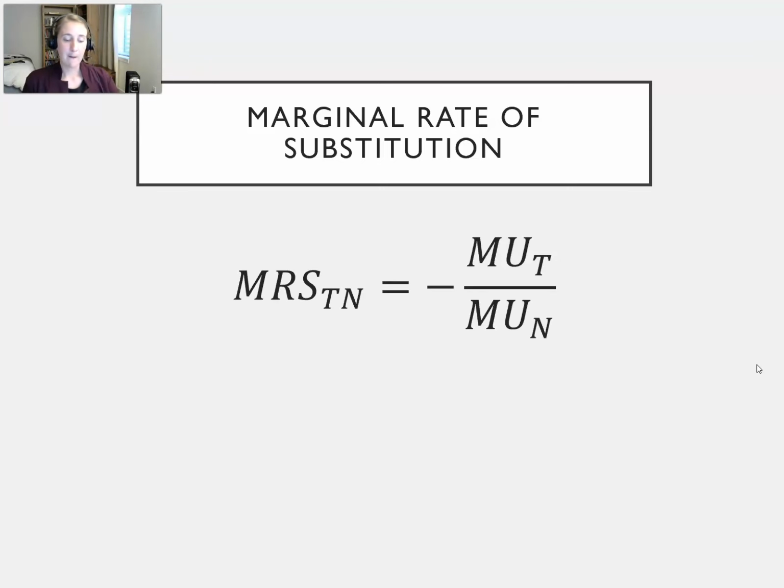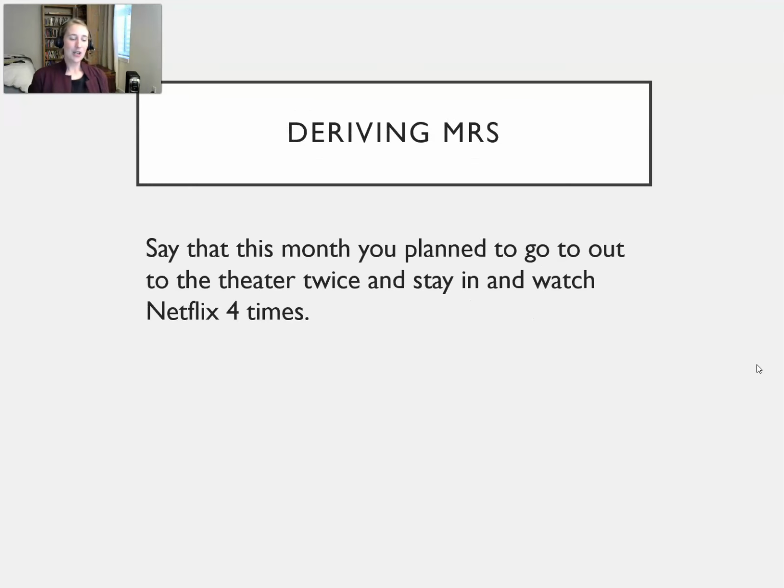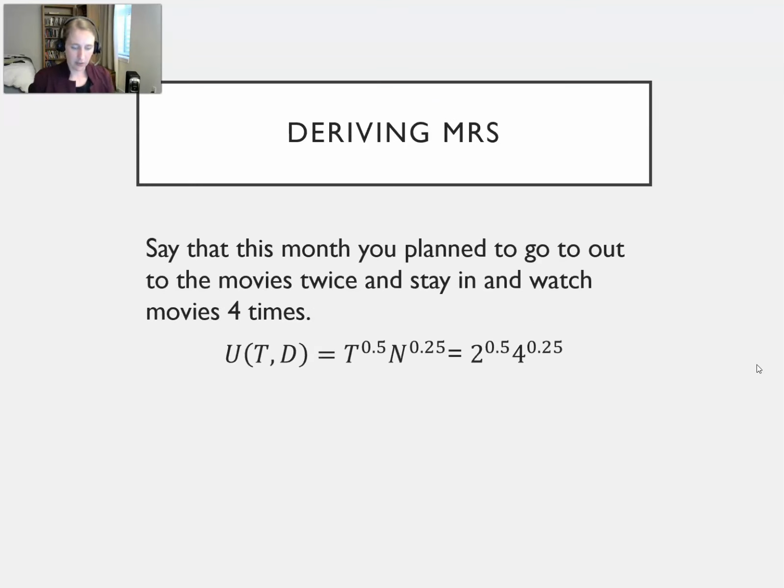And here's the punchline. The marginal rate of substitution is equal to the ratio between the marginal utilities. How? Why? Prove it to me. That's what we're doing. Okay, so suppose that this month you plan to go out to the theater twice, and you plan to stay in and watch Netflix 4 times. All right, so I'm just going to pop in 2 for going out to movies in the theater, and 4 for staying home and watching movies on Netflix.